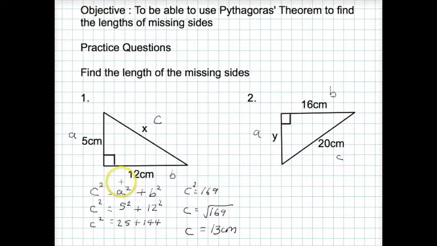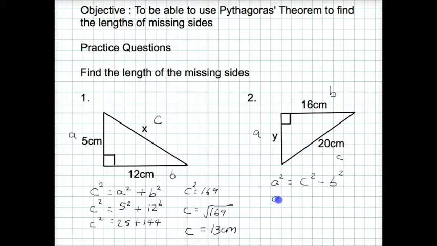So if I want to find A, I want A on its own. So I'd take the B over and put it next to the C. Because that's a positive, it will become a negative on the other side. So the formula really becomes A squared equals C squared take away B squared. Always remember, shorter side, subtract.